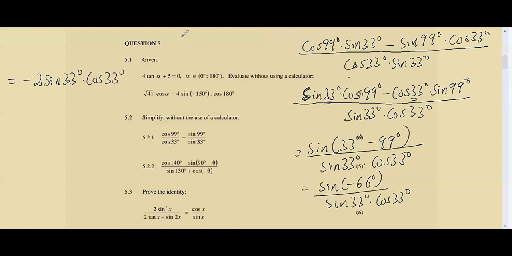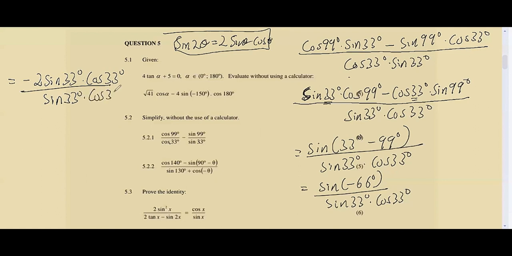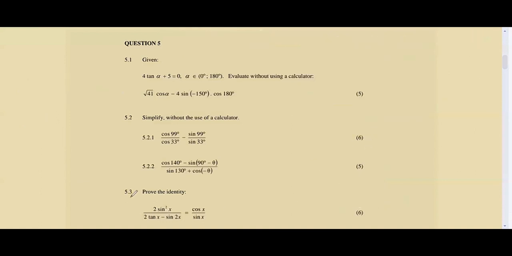From the double angle, if we have sine 2 theta, then we know it becomes 2 sine theta cos theta. So we just broke it down based on this double angle here. Now we have down here sine 33 and then cos 33. Looking at this, you can see this divides this and that divides. So we are left with negative 2. So that should become your solution, right? That's all you were required to do there. For how many marks? Let's check. So that was for 6 marks. Okay.